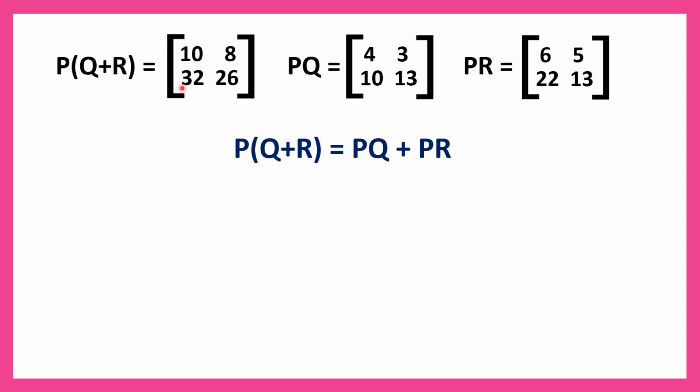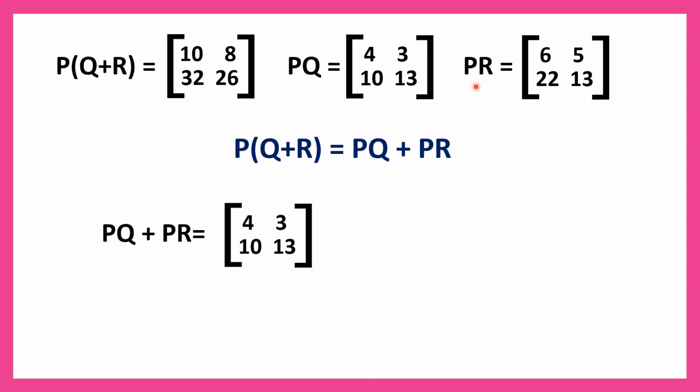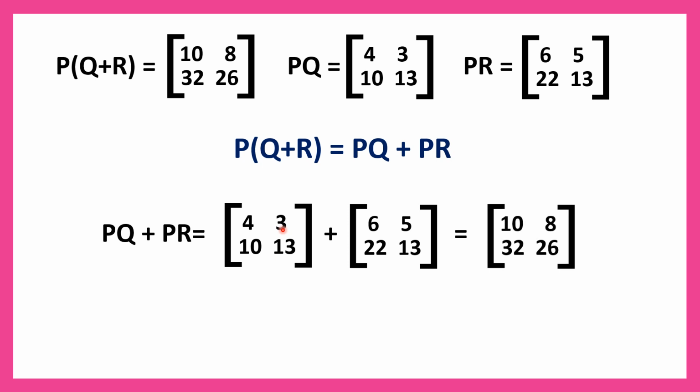Now, we got the left hand side as such, and for getting the right hand side, we have to add PQ matrix with the PR matrix. And PQ plus PR is equal to PQ matrix plus PR matrix. And that addition gives rise to another matrix, that is matrix of 10, 8, 32, 26.